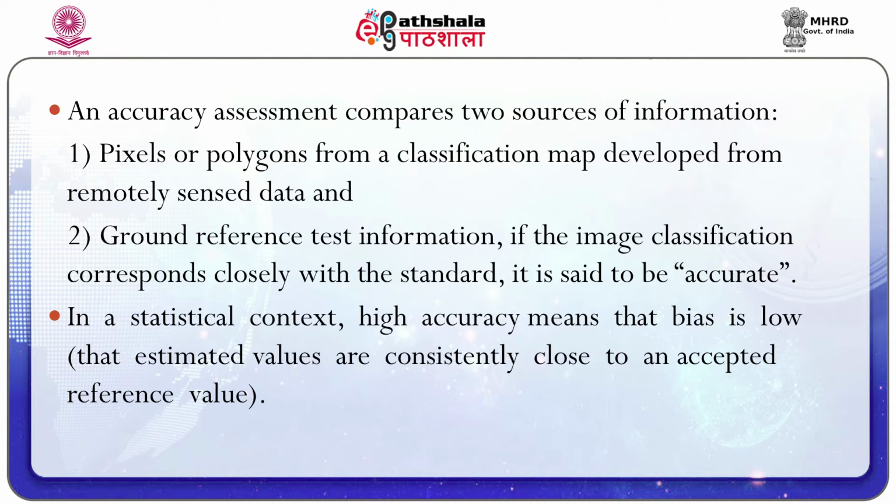An accuracy assessment compares two sources of information. First, the pixel or polygon from the classification map developed from remote sensing data, and second, ground reference test information. If the image classification corresponds closely with the standard, it is said to be accurate. In a statistical context, high accuracy means the bias is low.